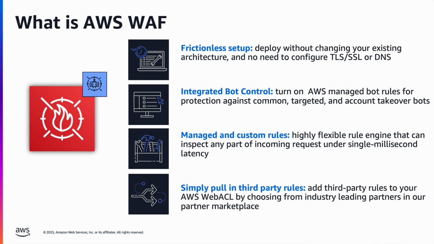AWS WAF is a web application firewall that lets you inspect HTTP and HTTPS requests before they are forwarded to your web application resources. With WAF, you can create rules to filter web traffic based on common criteria such as IP addresses, headers, URI strings, or you can block common threats like SQL injection or cross-site scripting. When integrated with Cognito Managed Login, WAF will inspect requests to all managed login endpoints. Based on your configured rules, you can set WAF to either count, allow, block, or present a CAPTCHA in response to requests to these endpoints.